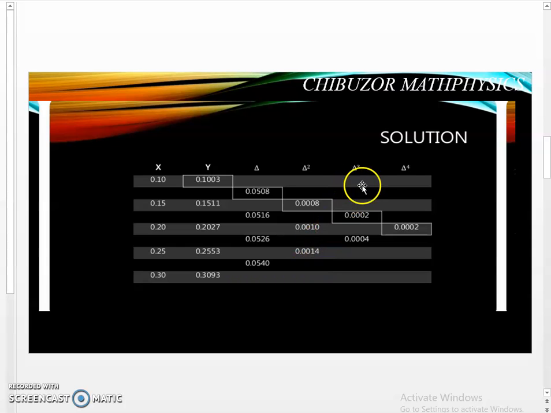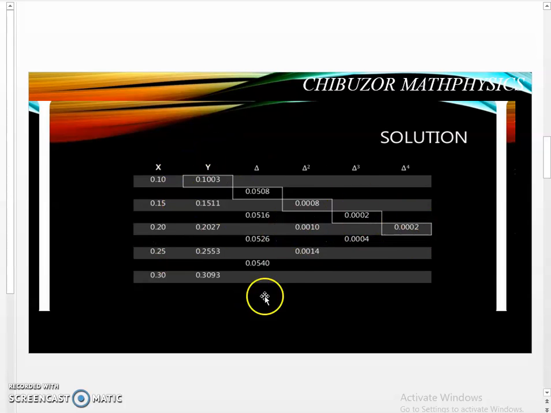In the third forward difference, we take the differences between these two and the differences between these: 0.0014 minus 0.0010. This gives us 0.0004, and if we take these two differences, we will simply have 0.0002. We cannot go beyond this fourth difference because we have got only one term in our fourth differences.